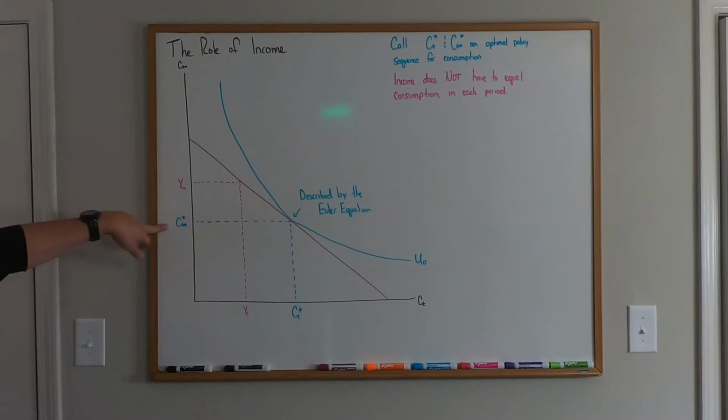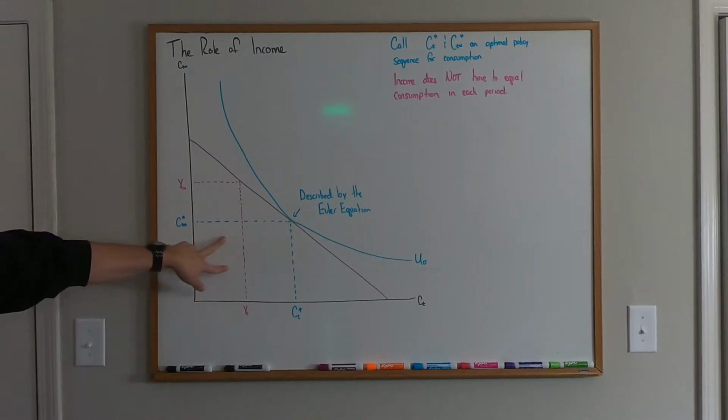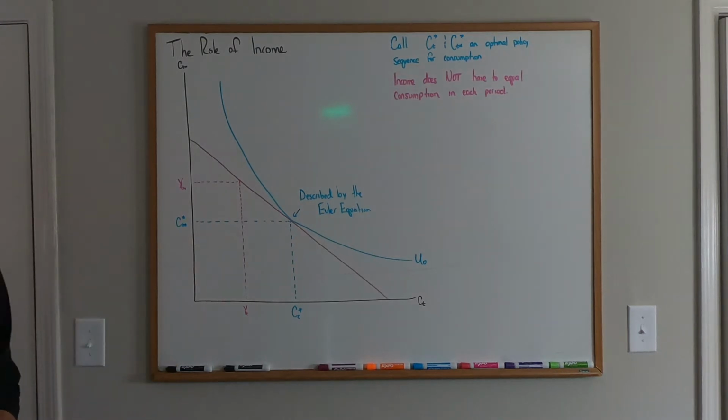Right, so YT plus 1 doesn't have to equal CT plus 1. YT doesn't have to equal CT. Just take a second to think about what is going on here. Think about whether the agent is initially borrowing or if the agent is initially saving. And by initially, I mean in period 1. I'll give you 10 or 15 seconds to think about that.